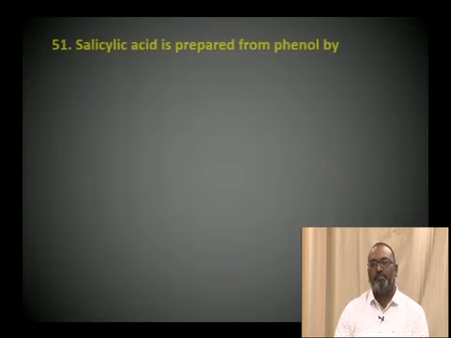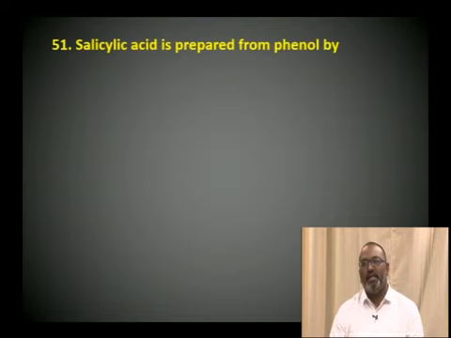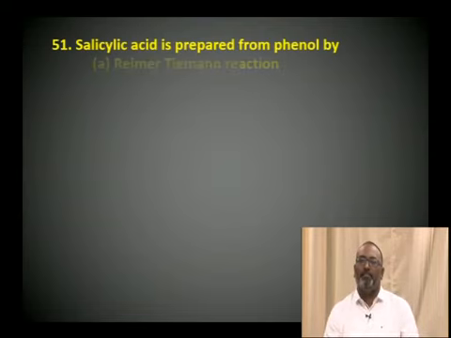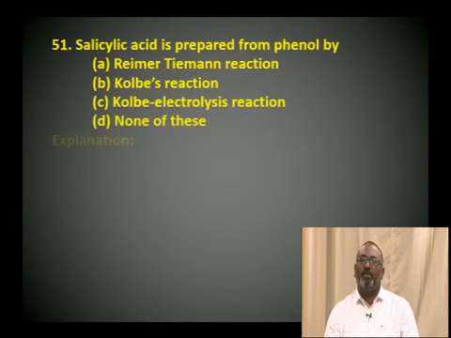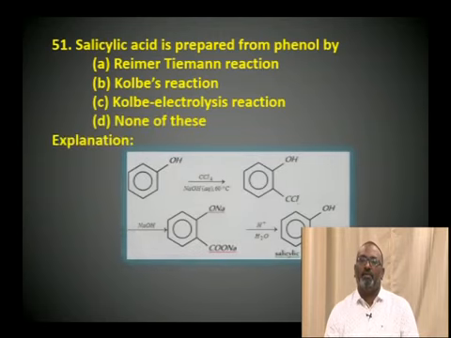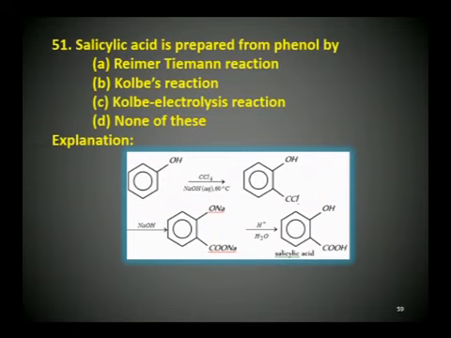Question number 51. Salicylic acid is prepared from phenol by Reimer-Tiemann reaction, Kolbe reaction, Kolbe electrolysis, or none of these. So here we are asked to prepare salicylic acid from phenol. When phenol is treated with carbon tetrachloride in the presence of sodium hydroxide, followed by acid hydrolysis, finally the product is salicylic acid.